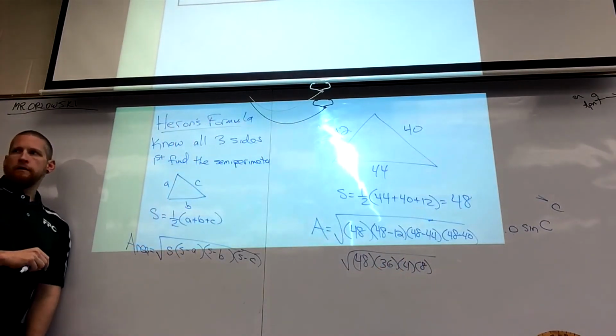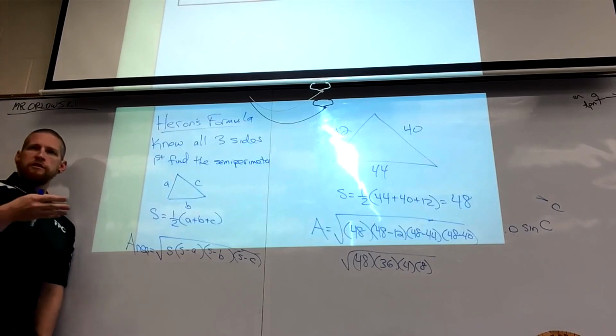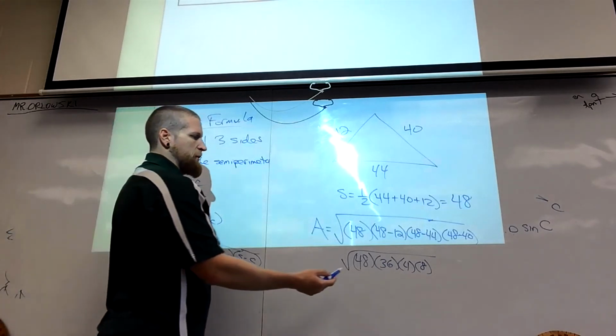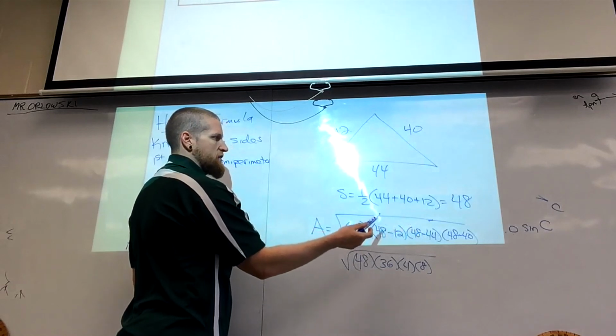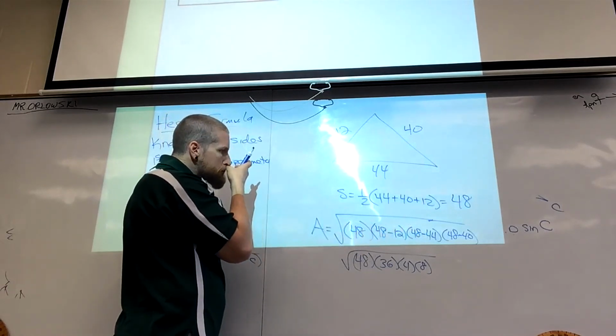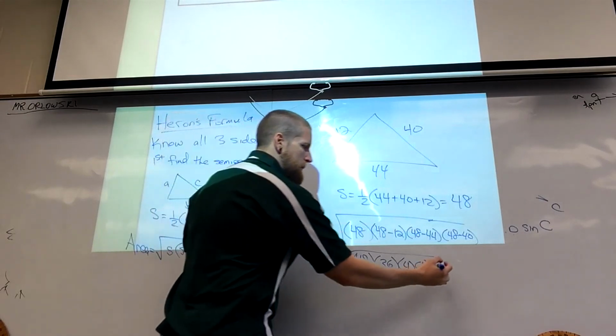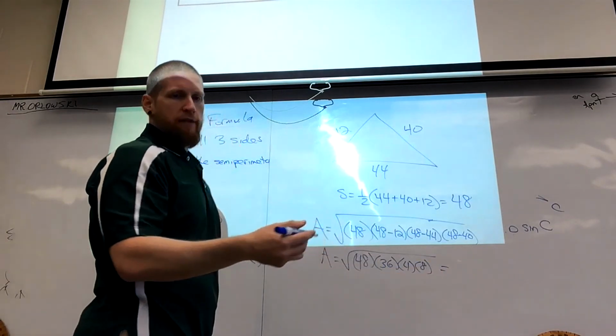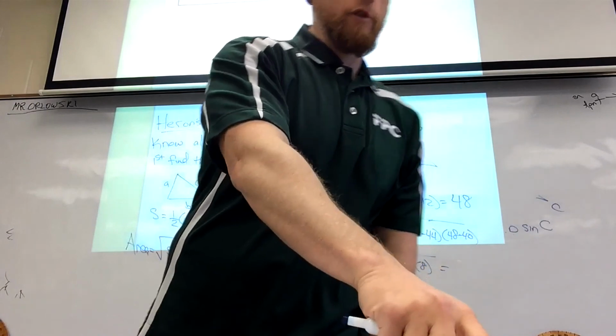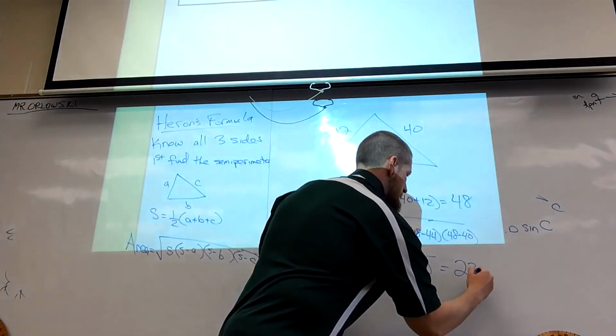Okay? When you get used to it, this is actually a quick formula because you don't necessarily have to write the subtractions. You could probably skip right down to this part. And if you do this correctly, if you multiply everything and take the square root, you'll get the answer. There you go.